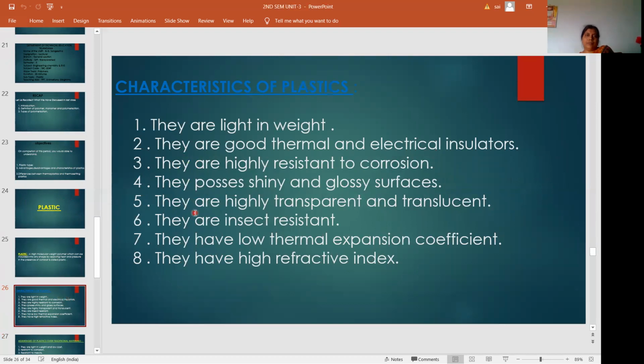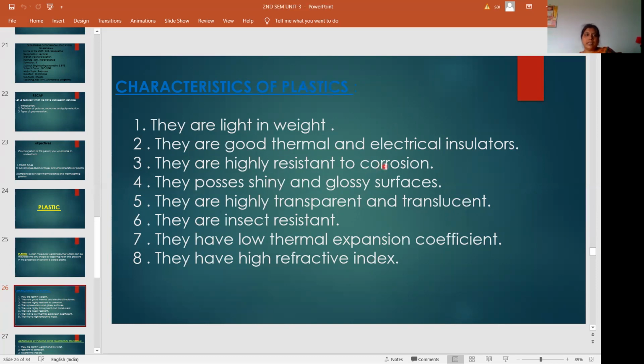All of you know these general things. What is the first characteristic? They are light in weight. They are very, very light in weight. They are good thermal and electrical insulators. It's the best insulator.